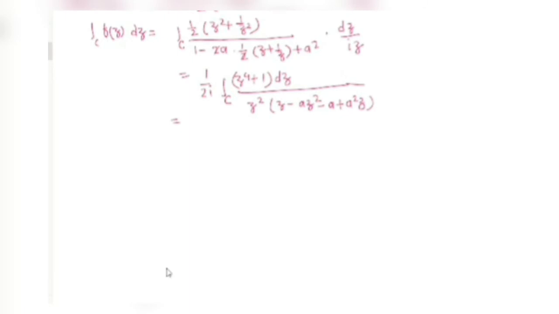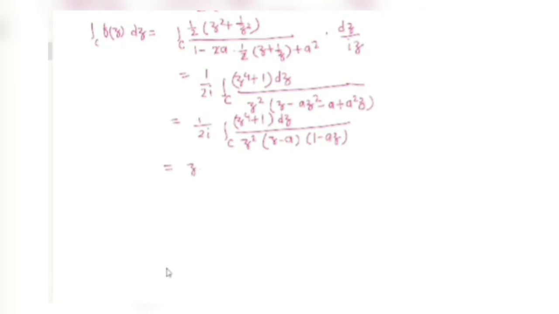So now we factorize this denominator. So we get 1 by 2 iota integral along C z to the power 4 plus 1 dz divided by z square. Now we can take z common from these two terms and a common from these two terms. So after factorization we will get z minus a and 1 minus a z, right? So we are getting poles of this function at z is equal to 0, z is equal to a and z is equal to 1 by a.